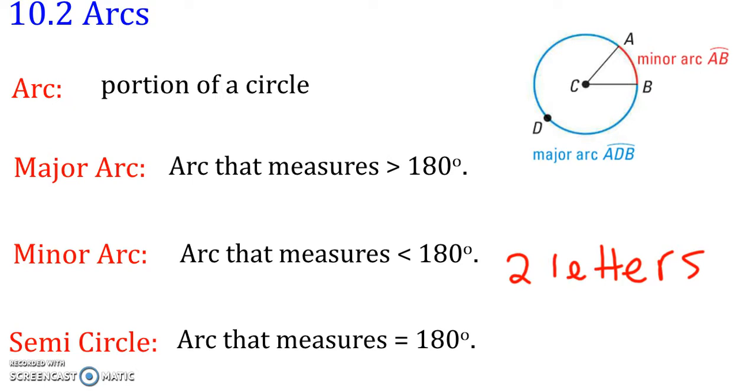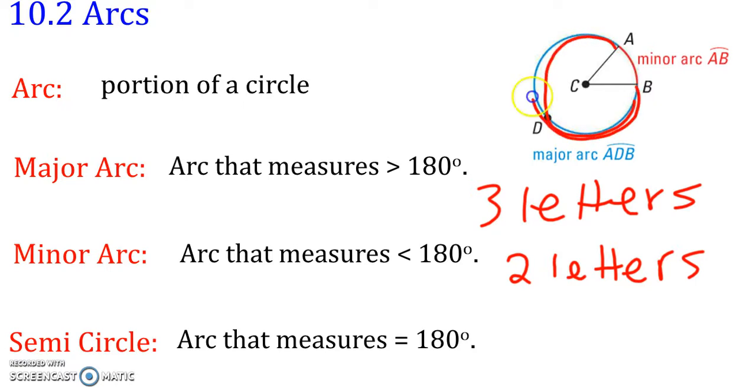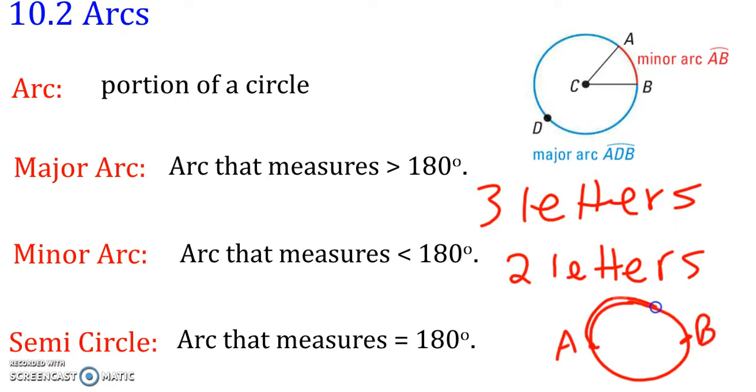Sometimes, if there's only a diameter being labeled, they may label the diameter with two letters. But major arcs have three letters. That's how we know which way to go around the circle. So for example, is it ADB, or is it BDA that way? So major arcs will have three letters, minor arcs will have two letters, and a semicircle, the majority of the time, will still have three letters, but once in a while, if it's a picture with just a diameter like A and B, they may call it AB, but then obviously we would have to know that AB is a diameter.